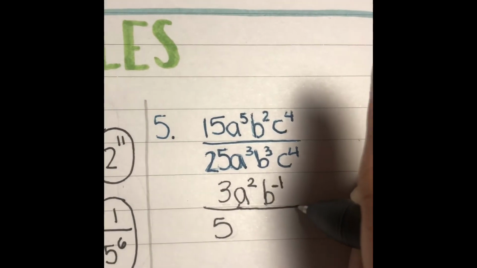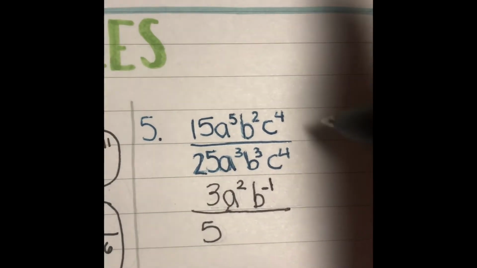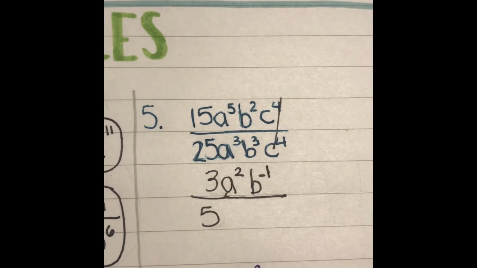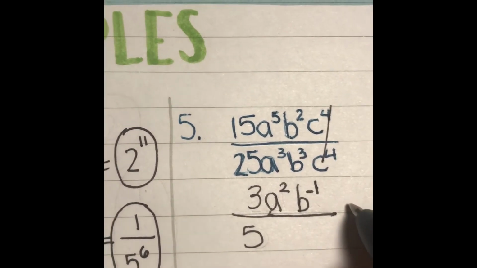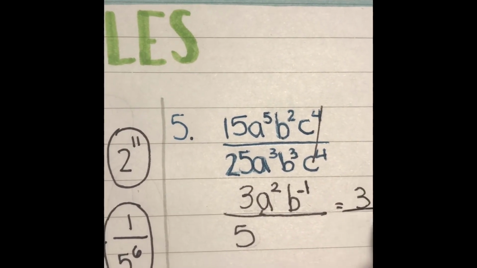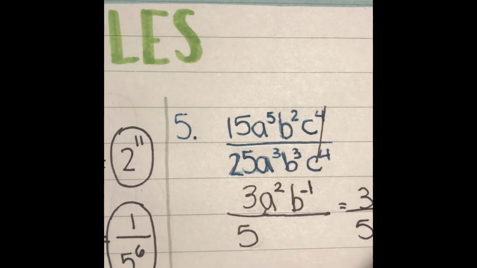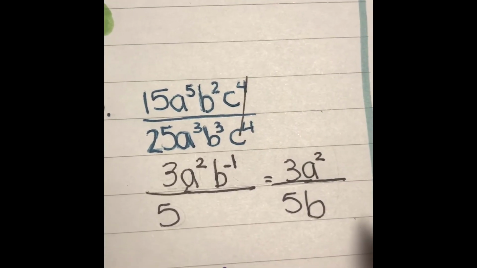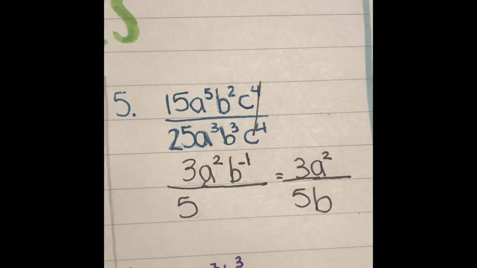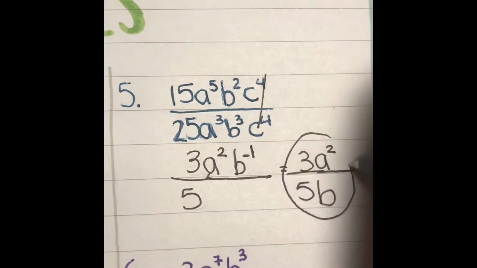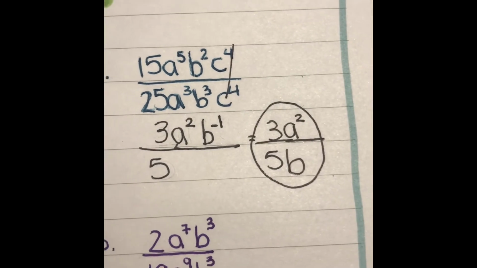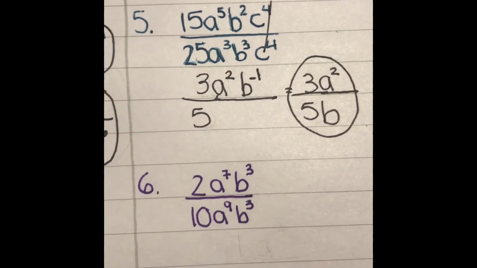And then c to the 4th divided by c to the 4th would obviously just be 1 because you're dividing by the same thing. So to simplify this, you would have to bring the b to the 1st power down in the denominator to make it a positive exponent. And b to the 1st power is the same thing as just b. So that is your final answer. And you can see it is as simplified as it's going to get, so that is the answer for that one.